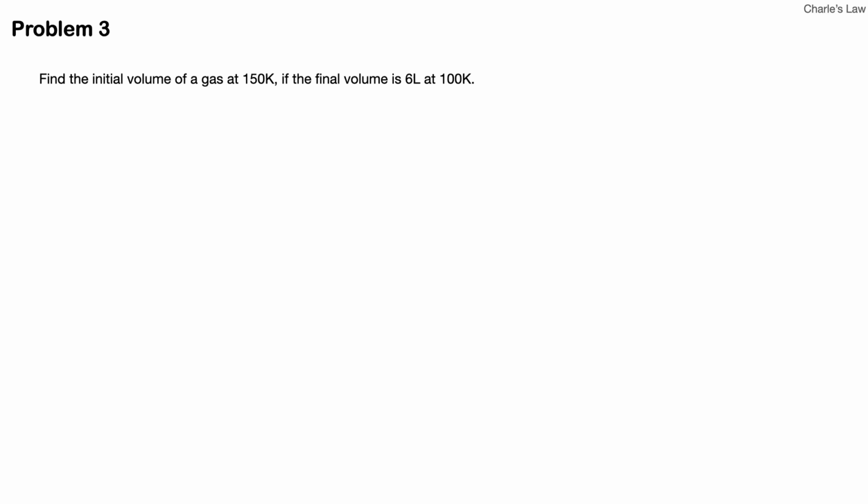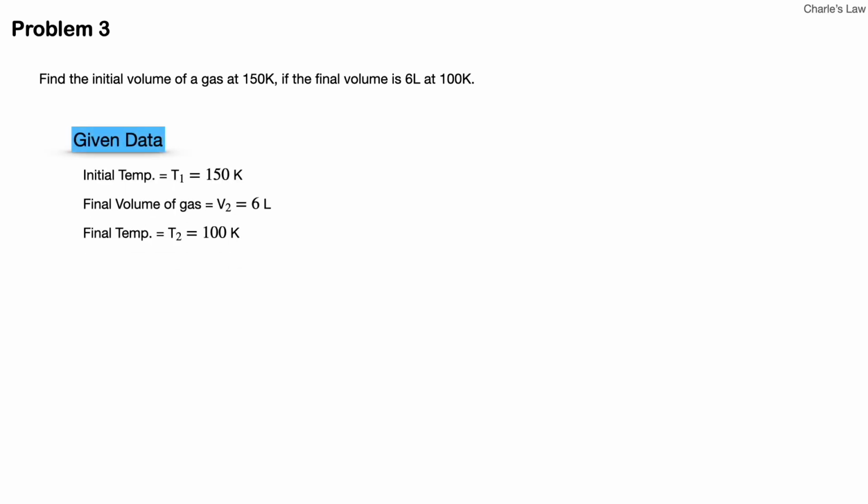Now you can see the temperature is changing, which means you cannot apply Boyle's law. What is not changing? That is pressure. So in this case you can apply Charles' law. In the given data we can note the values: initial temperature 150 Kelvin, final volume 6 liters, and final temperature 100 Kelvin.